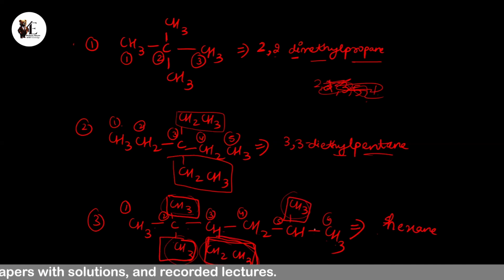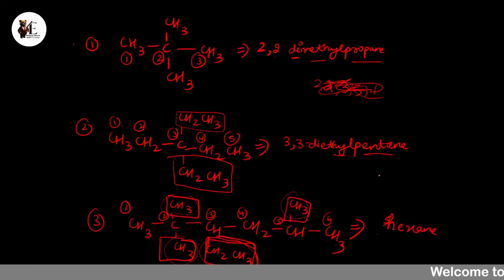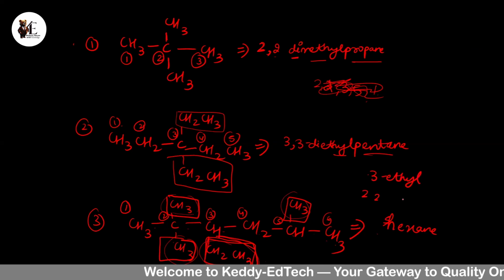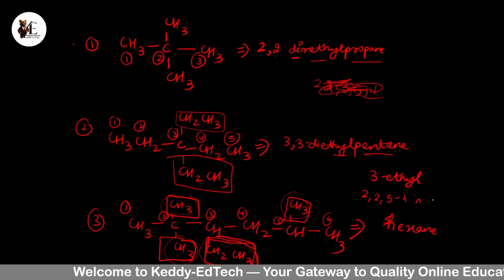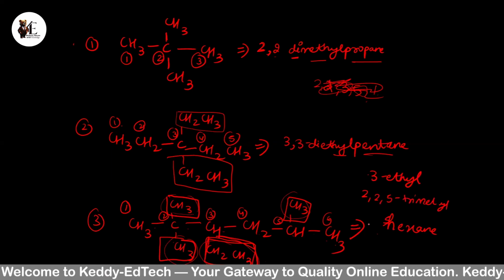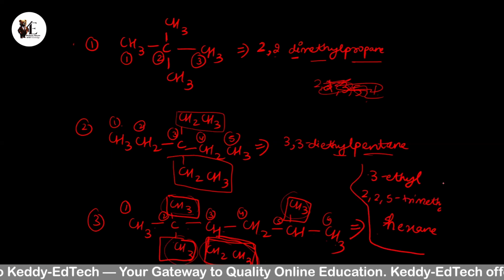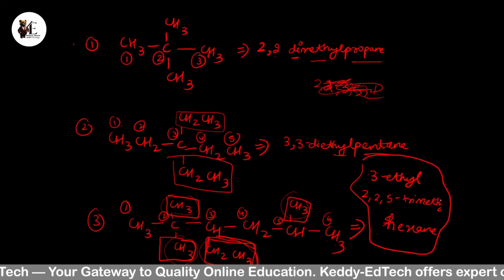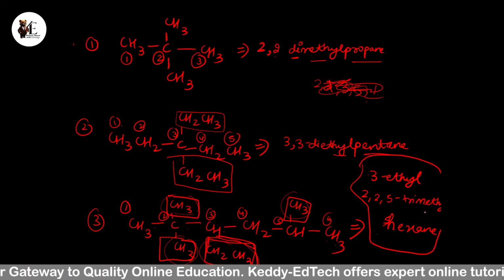So we have 4 substitutions here. Okay, so which one will come first, ethyl or methyl? Ethyl. Yes. So ethyl is at the 3rd position. So you have to write 3 ethyl. Then write down all these methyl groups, 2, 2, 5 trimethyl hexane. So the correct answer is 3 ethyl 2, 2, 5 trimethyl hexane. Okay.